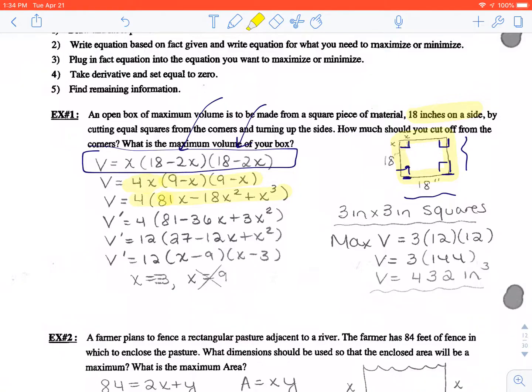And then I'm going to distribute that x through the 9 minus x times 9 minus x. I'm going to keep that 4 still out in front so that when I take the derivative, I just have to take the derivative of this part, since the derivative will still be the constant times that 81 minus 36x plus 3x squared. And then I factored out the GCF of 3 out of that quantity, so 4 times 3 gives me the 12. And then I'm able to factor this a little bit easier.